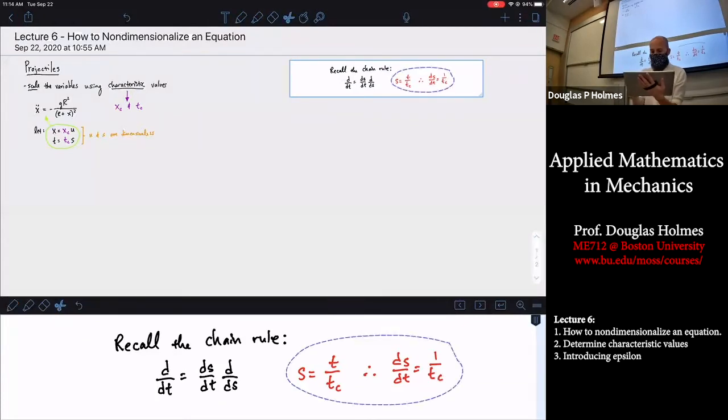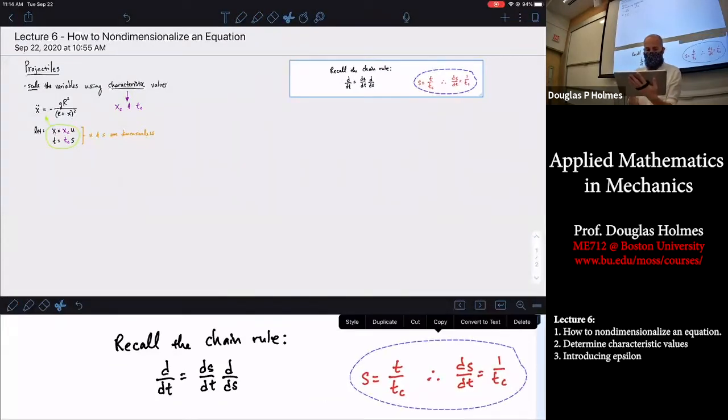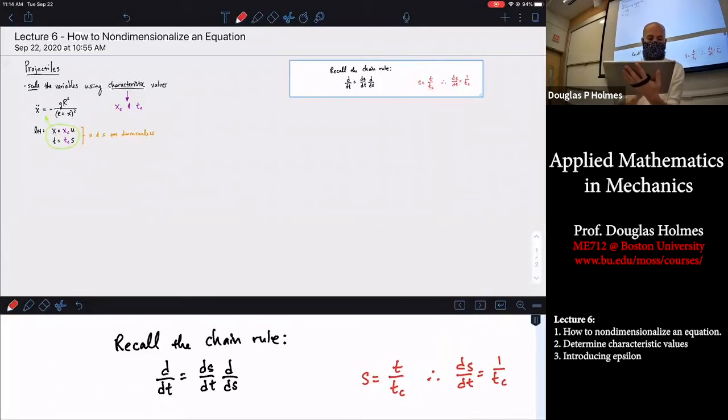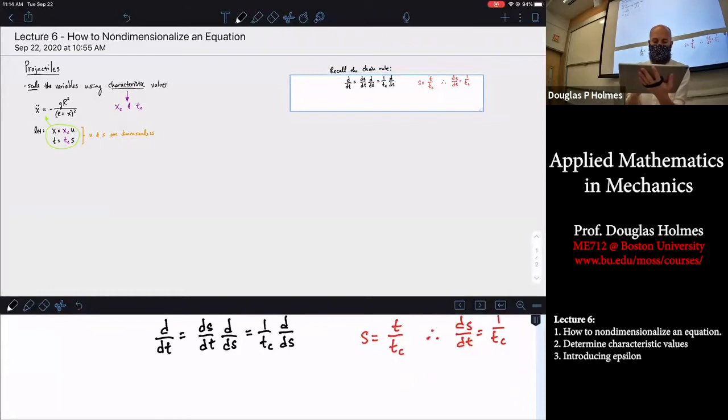Move that out of the way. And so therefore, I can write this first derivative as 1 over tc times d by ds. Not too bad. Although we actually need the second derivative. We'll need that first derivative for our initial conditions, but for right now, we have to recall that we also need the second derivative.